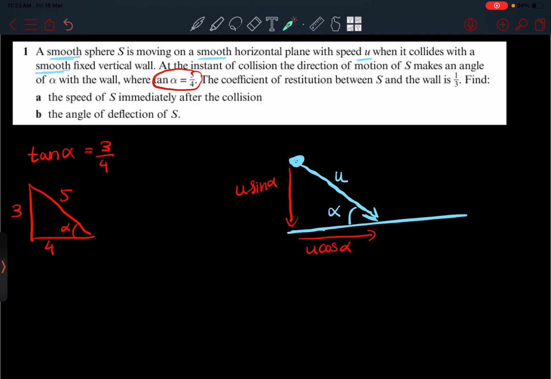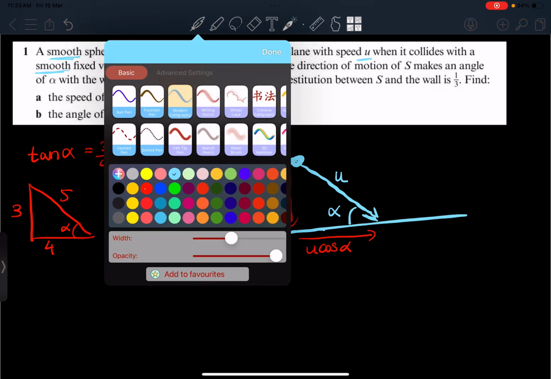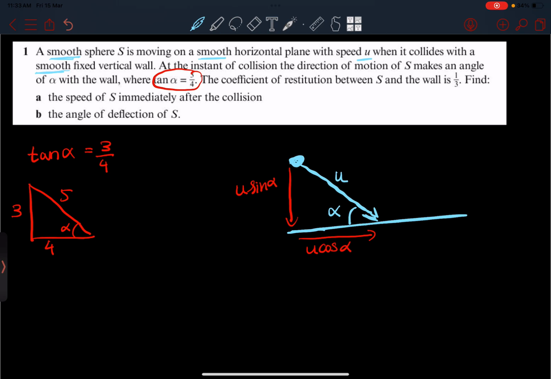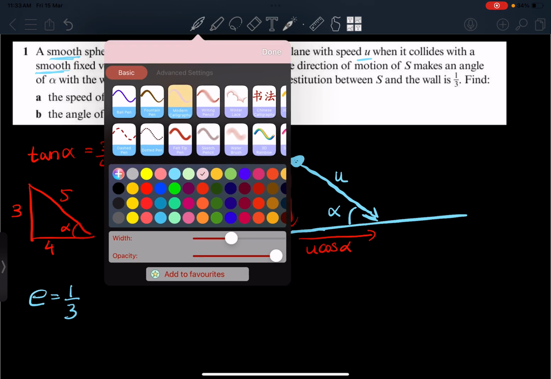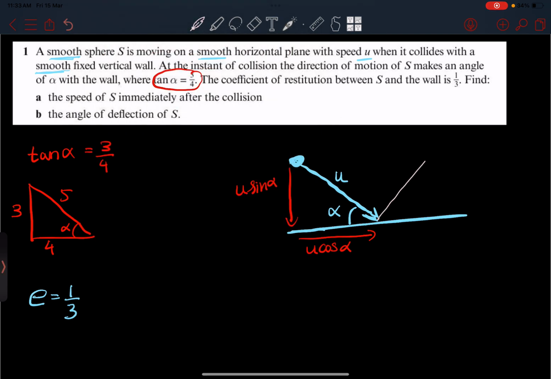The coefficient of restitution between S and the wall is 1/3. So let's write that down. We know that e is 1/3. Find the speed of S immediately after the collision. So what we are trying to find is v, the speed after the collision.